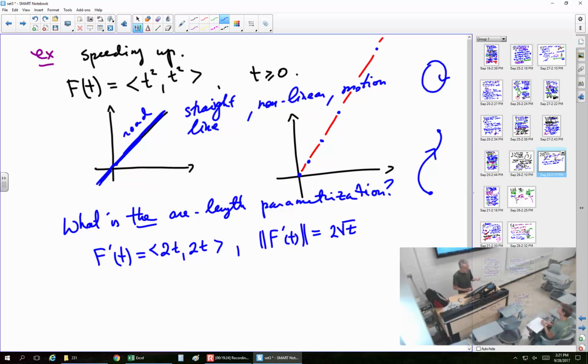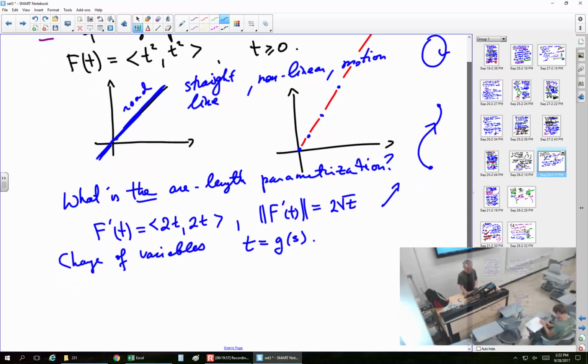Okay, so as you can see, it is increasing, going faster and faster, as you can see on that picture. So, all right, what should be our change of variables? Once again, in the direct way, t is equal to, let's say, g of s. Okay, so we don't know what it is.